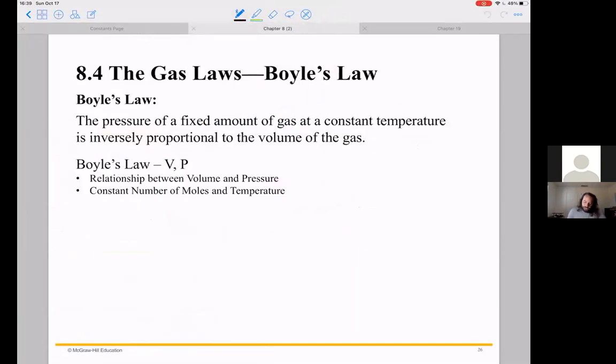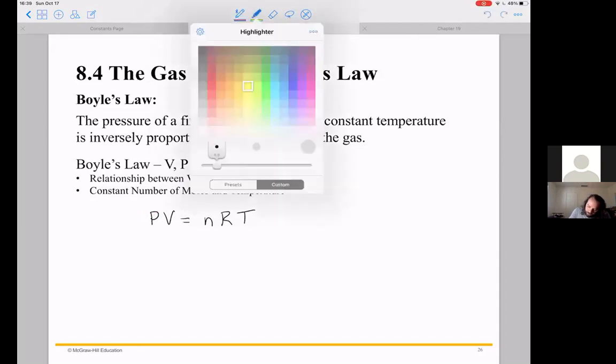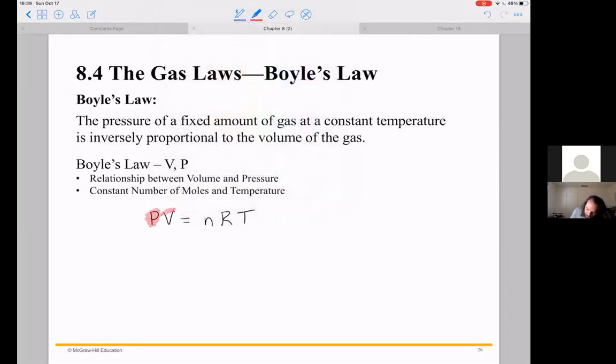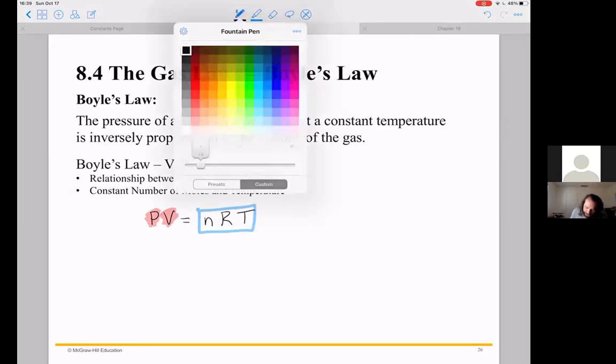Boyle's law is the relationship between volume and pressure when number of moles and temperature are held constant. So we're going to play the same game. We're going to take our ideal gas equation and identify what the variables are. In this case, it's pressure and volume. And all of our constants are on the other side. That's number of moles and temperature. And of course, R is always constant. In this case, we actually don't have to rearrange anything. It's already set, kind of easy for us.